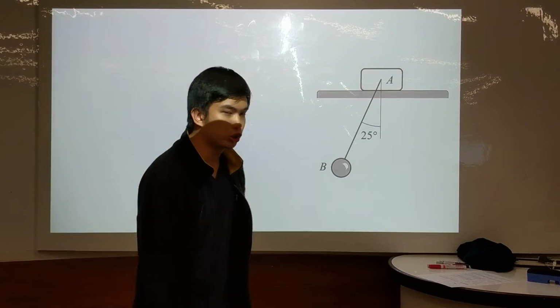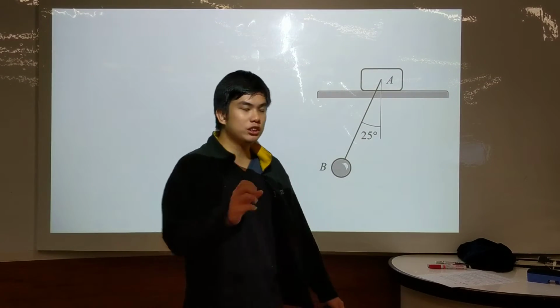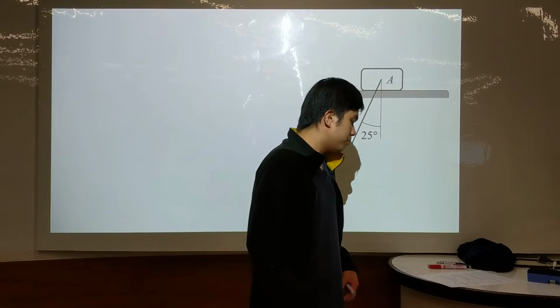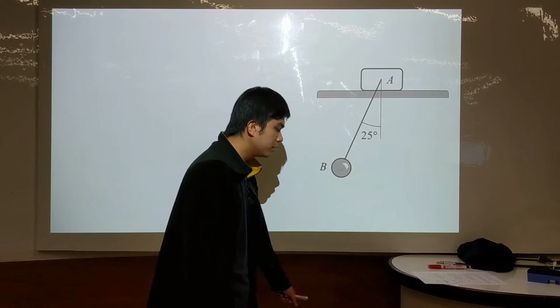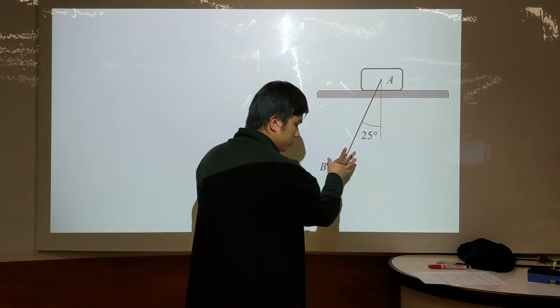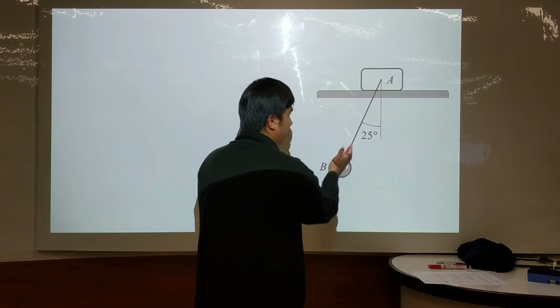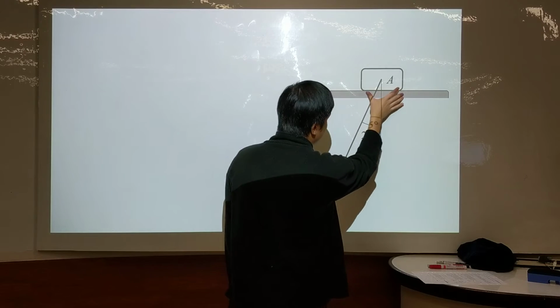Okay, so let's take a look at question number 3. Question 3 is a very interesting question. It says that a 15 kg block B was suspended from a 2.5 meter cord attached to a 20 kg accelerating cart.